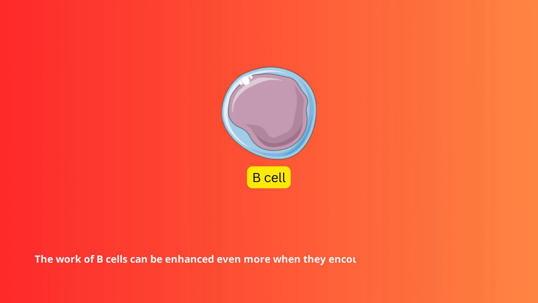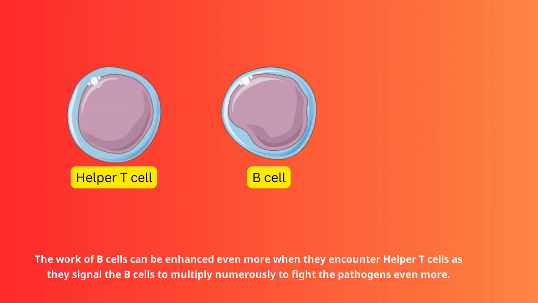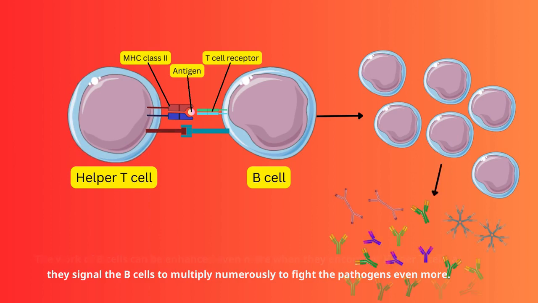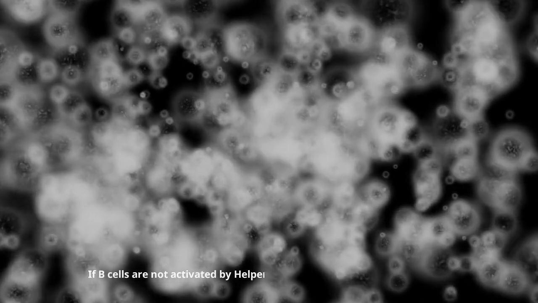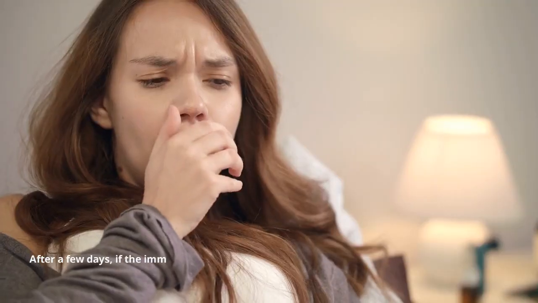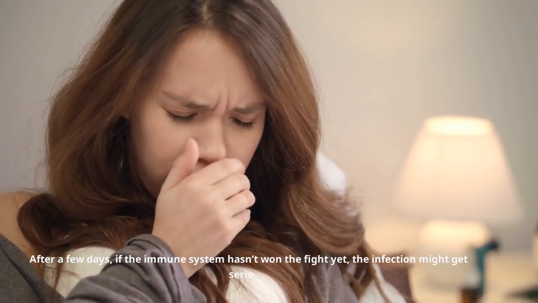The work of B cells can be enhanced even more when they encounter helper T cells, as they signal the B cells to multiply numerously to fight the pathogens even more. If B cells are not activated by helper T cells, they will die in a day. After a few days, if the immune system hasn't won the fight yet, the infection might get serious.